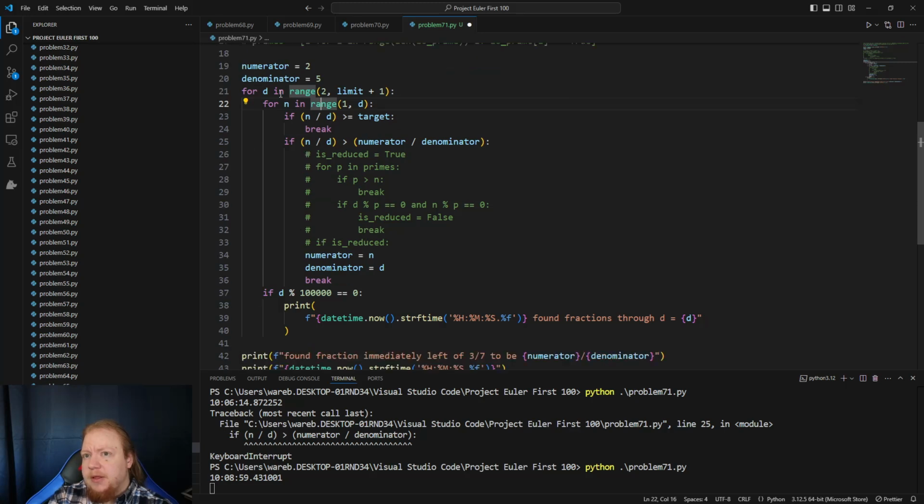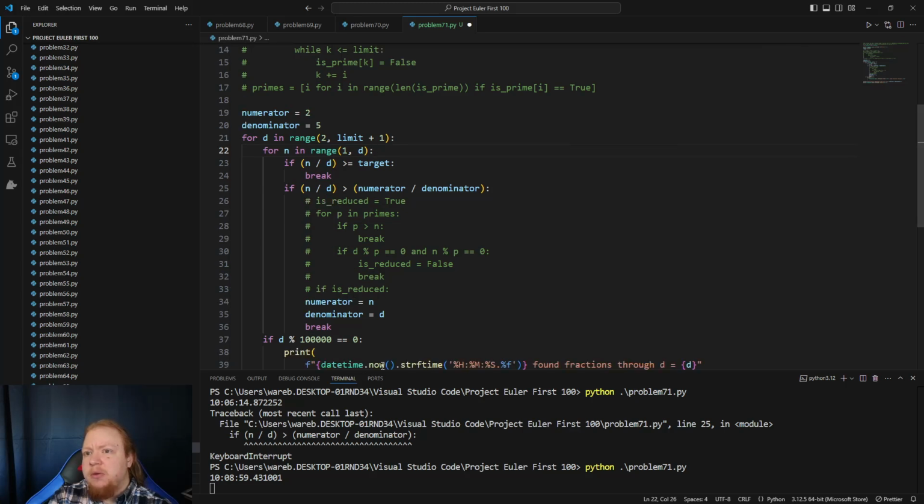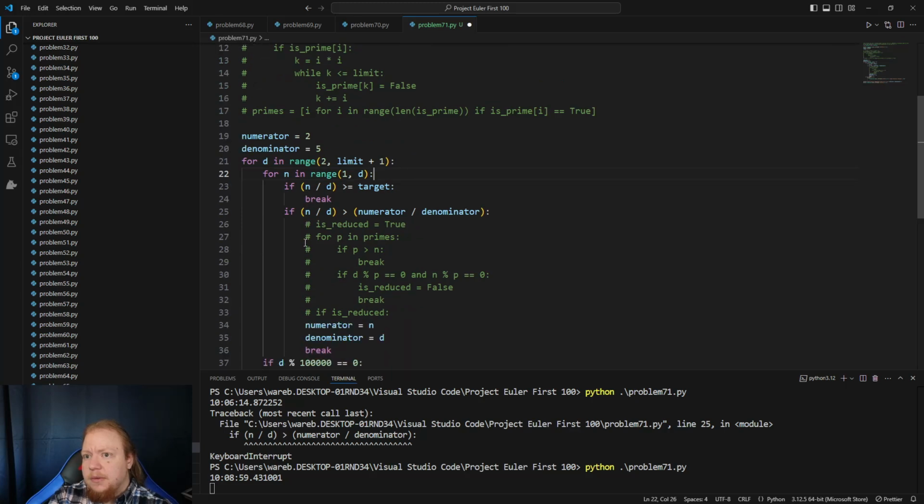I was really hoping that this would prove to be much more efficient, even though we're basically going through so many combinations, because we're doing so little with them. But it doesn't appear to be the case.